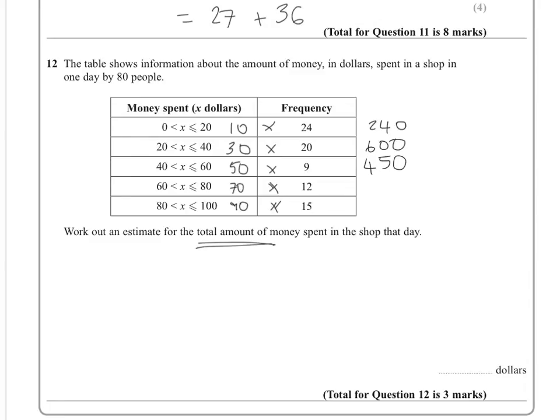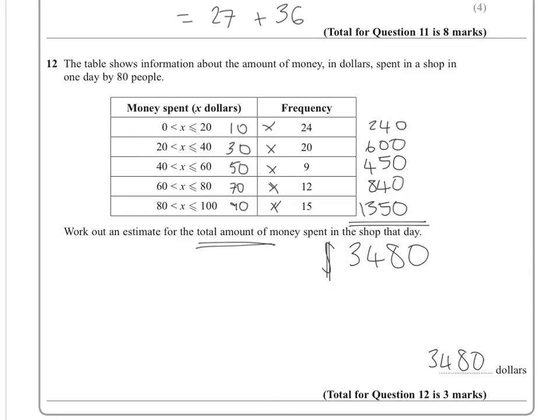12 times 70, 840. 15 times 90, 1,350. So therefore the total amount spent is the sum of that column, which equals $3,480. So 3,480.